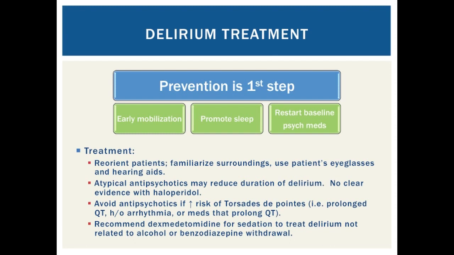So if they have a prolonged QT, a history of arrhythmias, or other meds that prolong QT, things like some anti-seizure medicines or things like Levaquin. And then, again, we recommend dexmedetomidine for sedation to treat delirium not related to alcohol or benzo withdrawal. So that's one of the first-line medications to help treat this delirium.